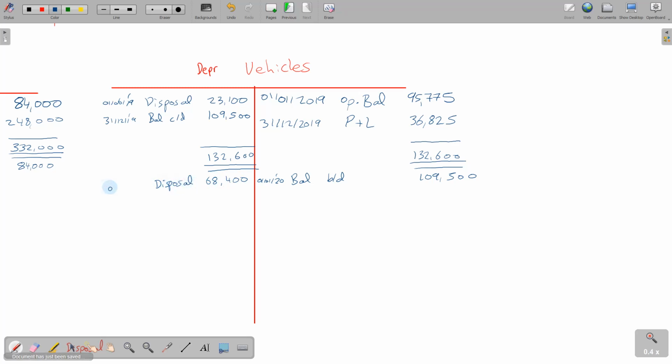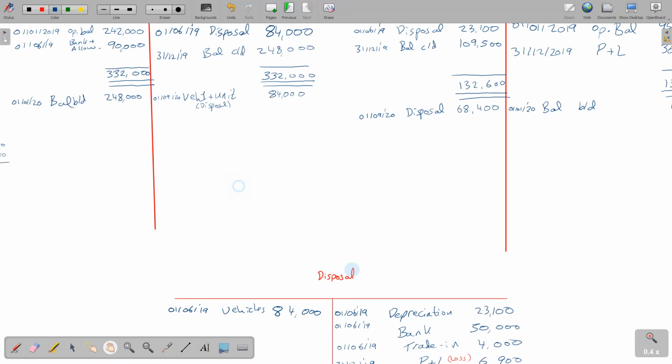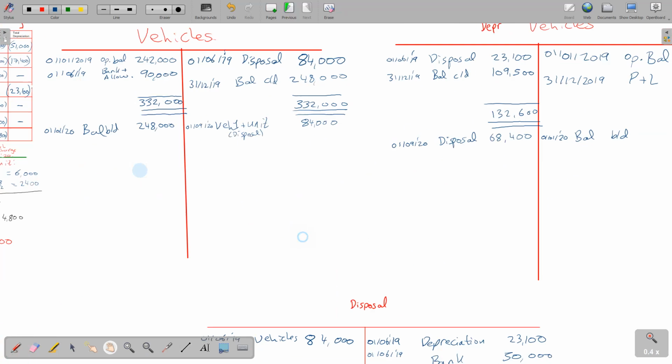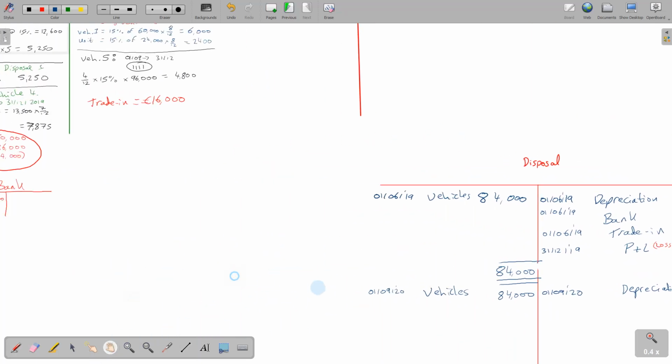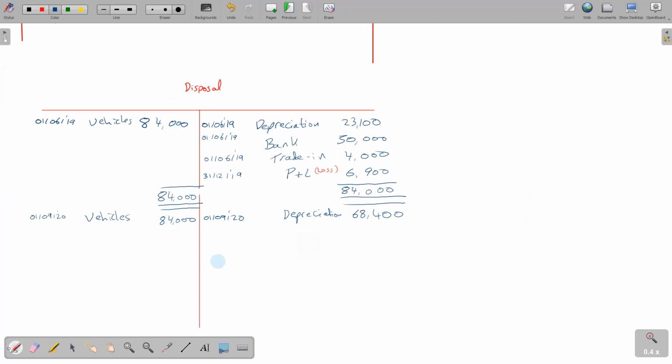The 1st of the 9th, 20. So 68,400 depreciation on the 1st of the 9th, 2020. So what did we get? We got a trade-in of 16,000.